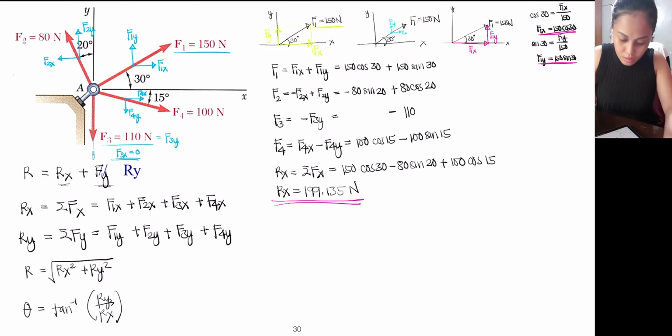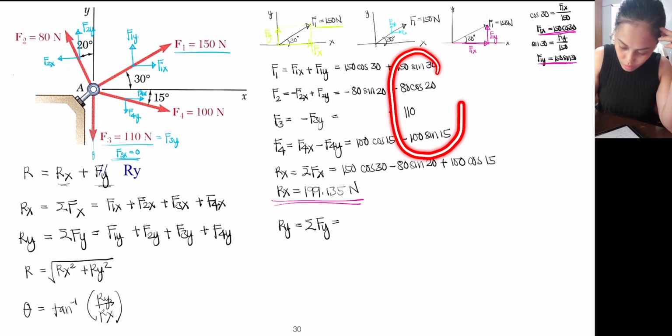Then let's get the rectangular component of the resultant force, the rectangular component along y. Ry is equal to the summation of forces along the y-axis. So we take the forces that act along y, these values.